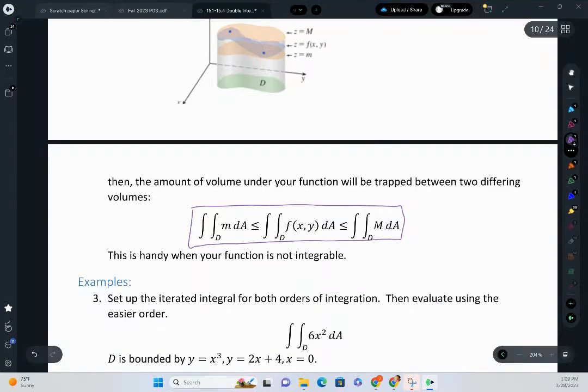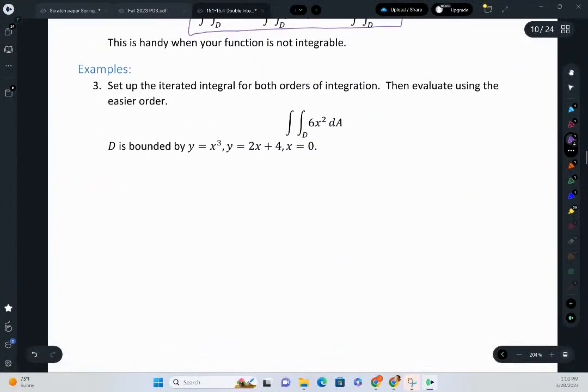So maybe we can't integrate our f of x, y. Maybe it's just something that is absolutely awful and there's no way for us to integrate it. But we do know that the function's trapped between two horizontal planes. Well, then what we could do is we could find an inequality, right? We should be able to integrate a constant. That's not a problem. So if we do that on the left and the right, we're going to get a number, and then we'll know that the value of our integral that we cannot integrate at least falls between two numbers.